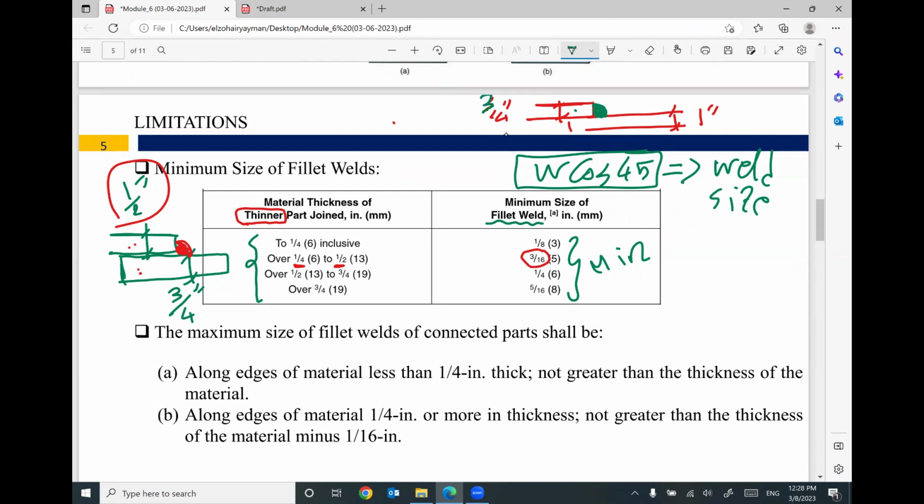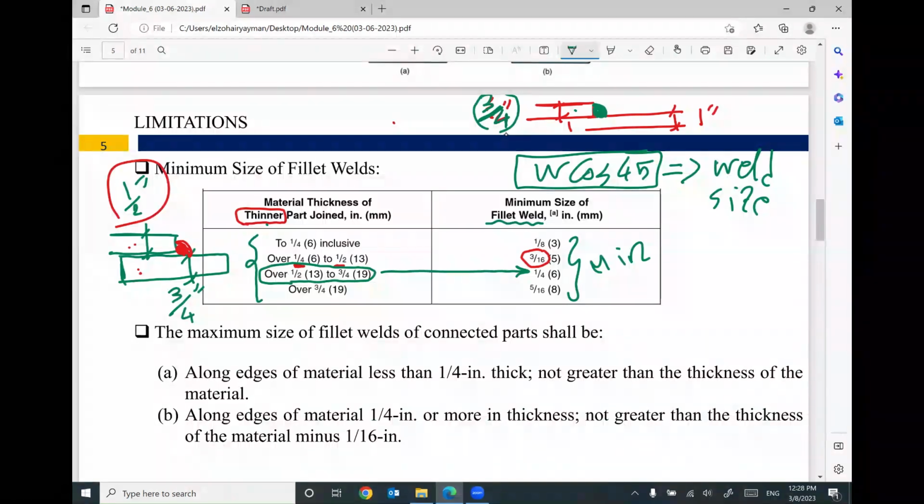So which thickness am I going to use? I'm going to use the thickness of the thinner plate or the thinner element. So I'm going to use 3/4. 3/4 means you are in this category, over 1/2 inch thickness to 3/4 inch thickness. That means the minimum assumption can be 1/4 inch for your welding size. That makes sense? So this table will help you to assume the minimum.